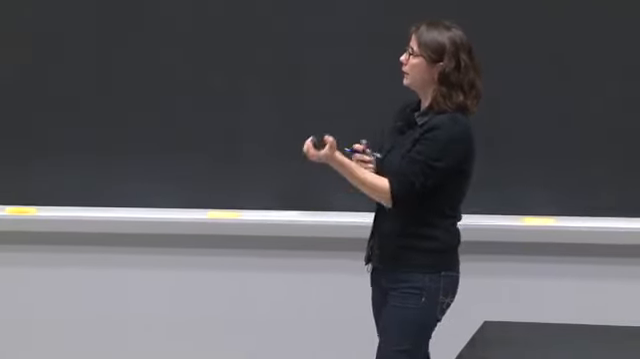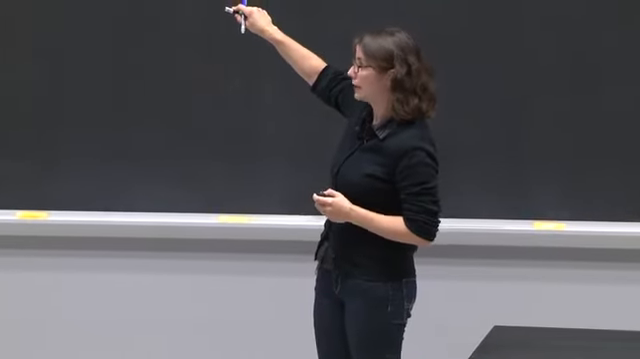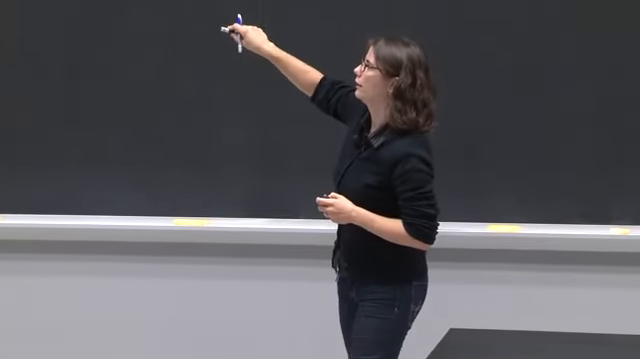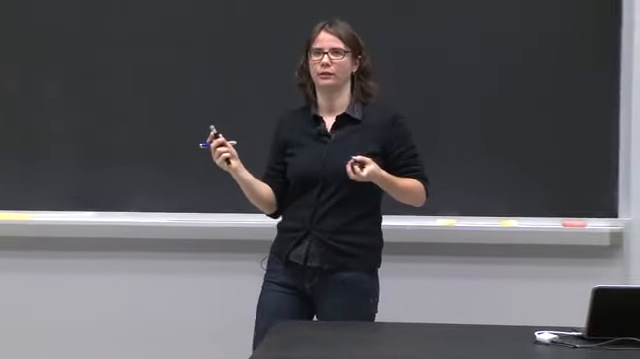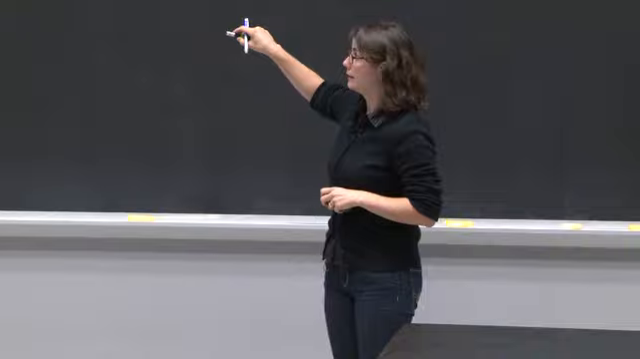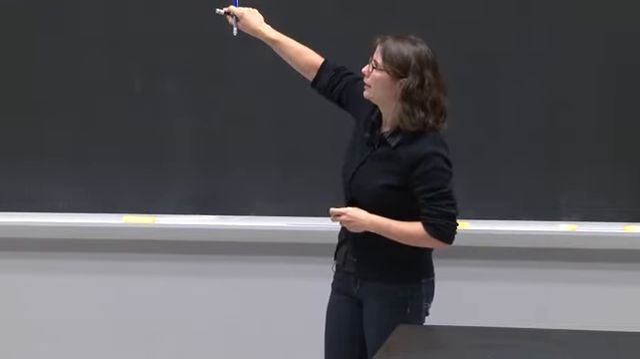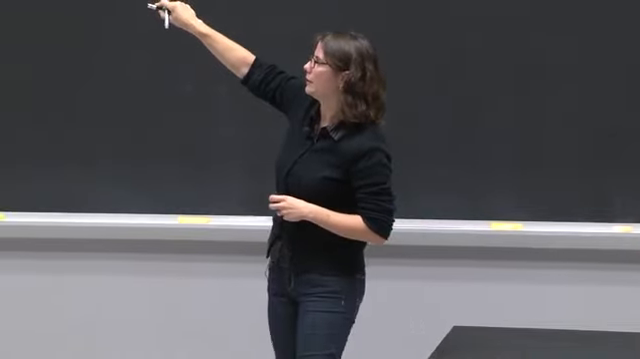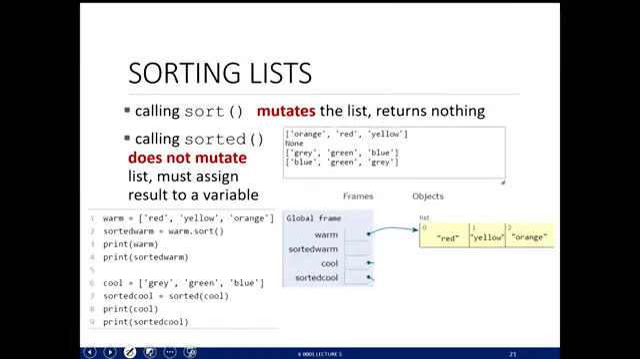So let's see a slightly more complicated example where you're going to see the difference between sort and sorted in the context of this mutability and side effects issue. Once again, let's create warm is equal to red, yellow, orange. So that's what warm is going to point to, this list. And then sorted warm is equal to warm.sort. So .sort mutates. As soon as I do that, that list warm is now the sorted version of it.